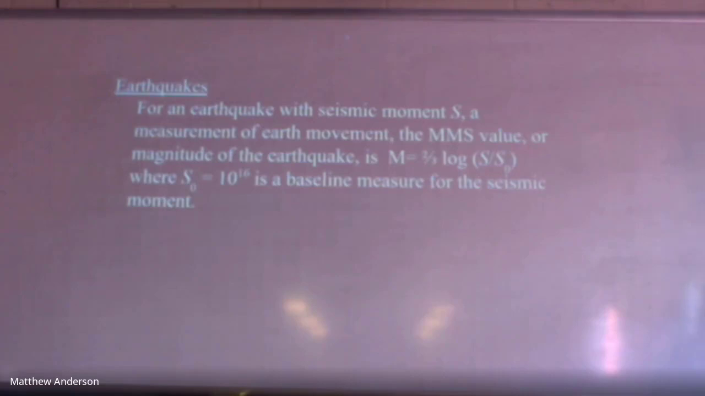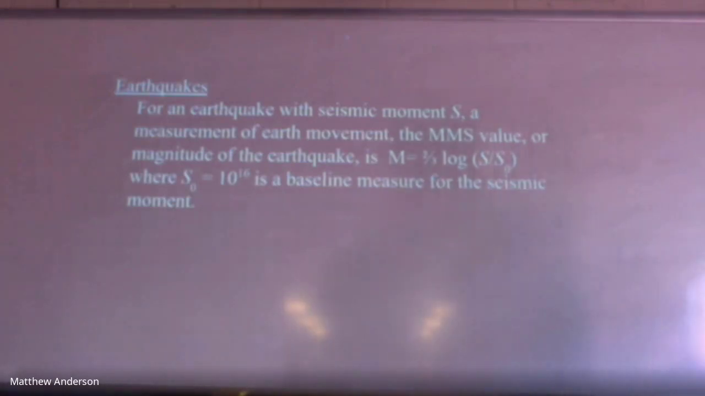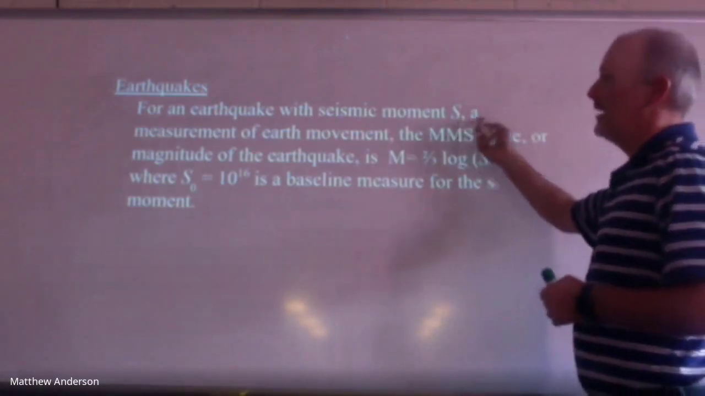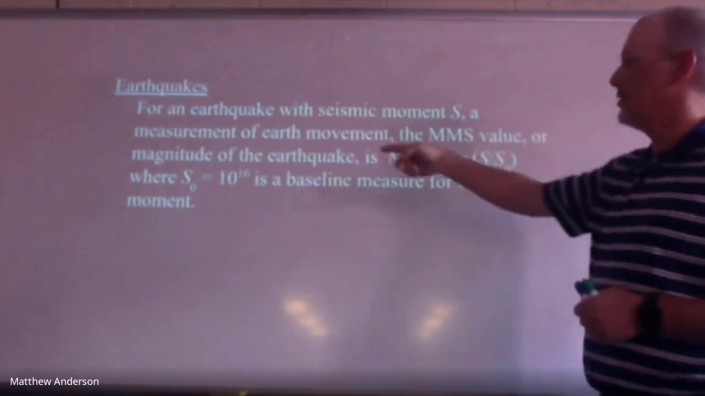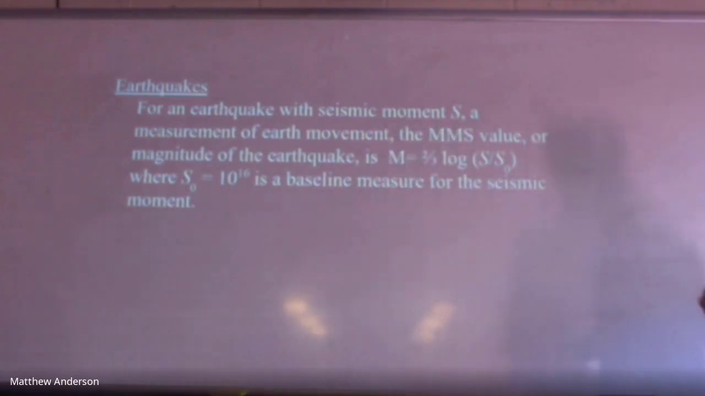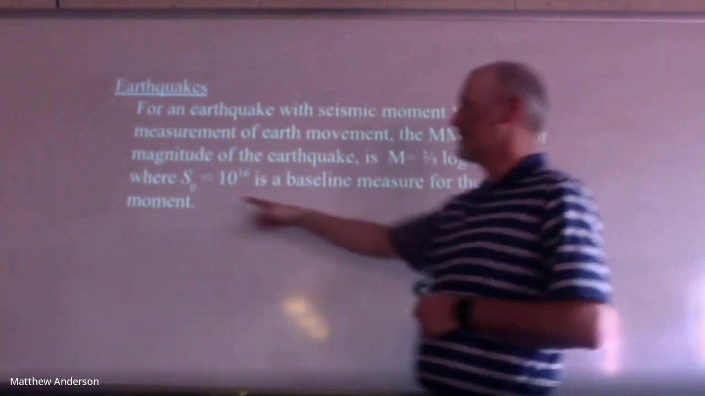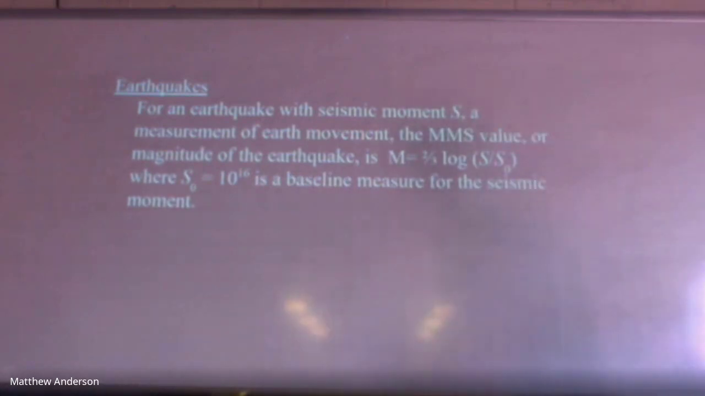So earthquakes are measured with what is called a logarithmic scale. For an earthquake with a seismic moment, which they call S, a measurement of earth movement, the MMS value, or the magnitude of the earthquake, is M equals 2/3 log of S divided by S sub 0. And then they tell us S sub 0 is 10 to the 16th power. It's a baseline measure for the seismic moment.